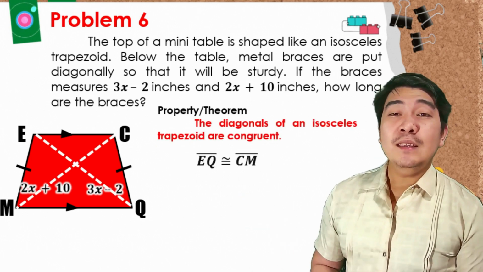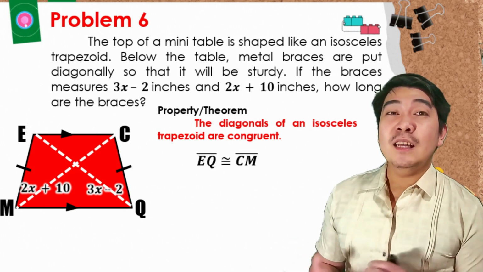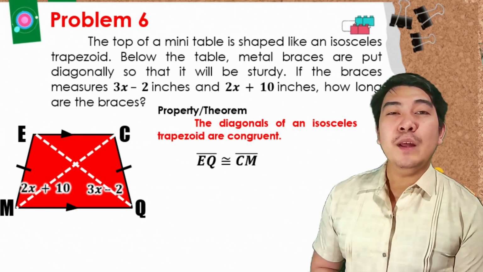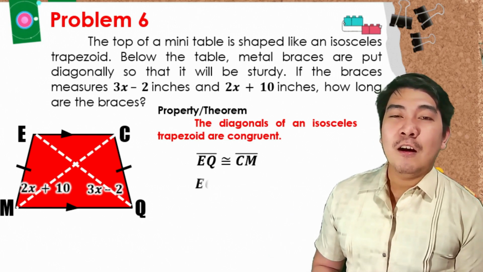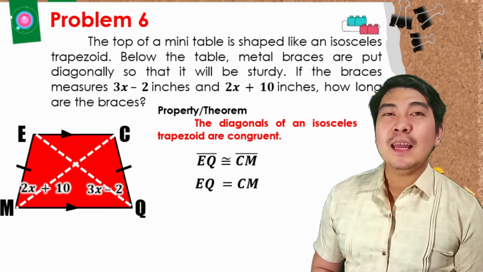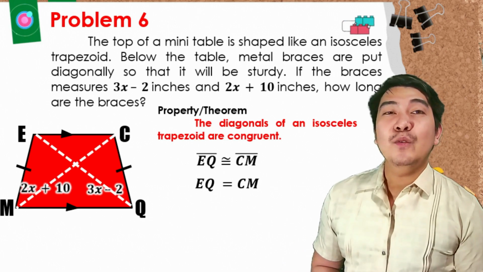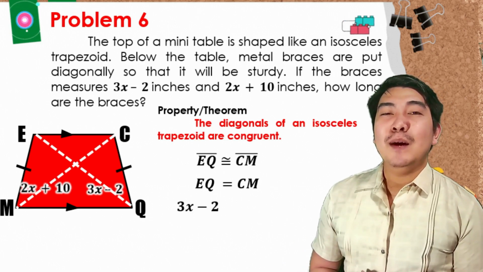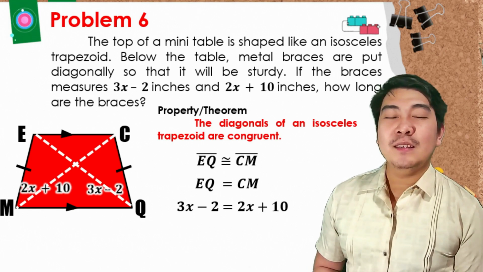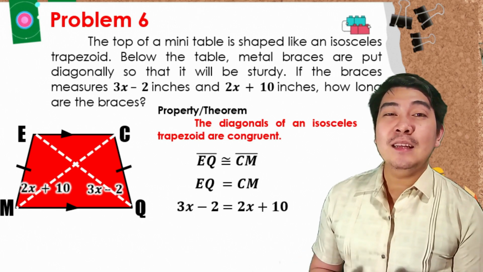So therefore, we can say that segment EQ is congruent to segment CM since they are the diagonals of our isosceles trapezoid. Since the segments are congruent, therefore we can say that the lengths are equal. So we have EQ is equal to CM. Let us now substitute the given expression for each segment. So EQ has the length 3x minus 2 and it is equal to the length of CM which is 2x plus 10. Then, let us transpose terms para makombine natin sila at masimplify.